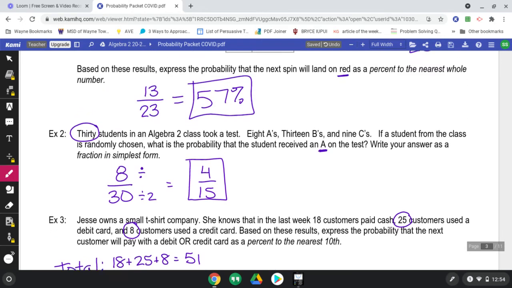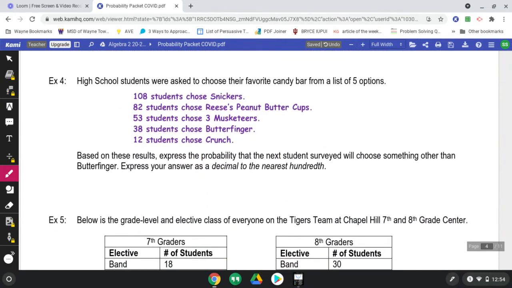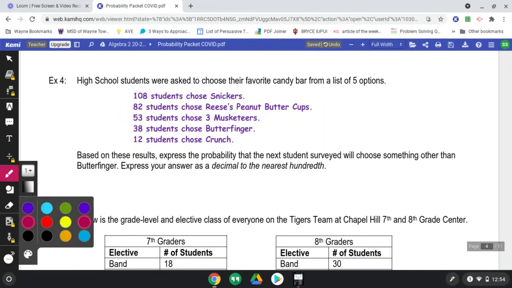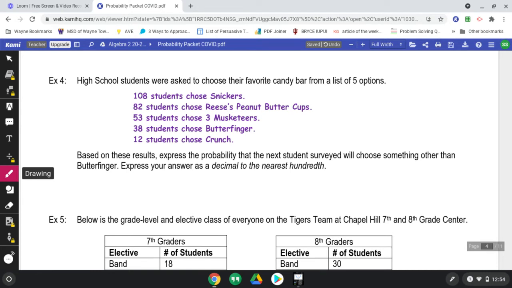Right. Example number 4. This problem is all about high school students choosing their favorite candy bar from a list of 5 different options. So you had 100 students choose Snickers, 82 choose Reese's, etc. I don't see anywhere where they give me the total. So I'm going to add those up in my calculator.